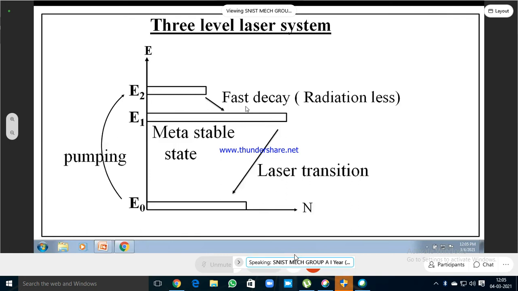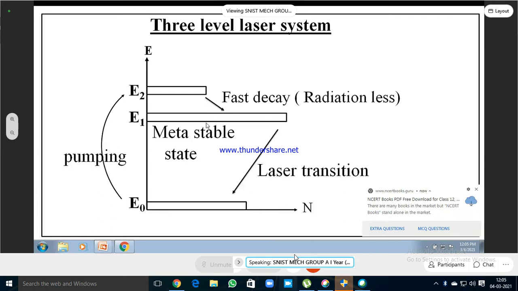Due to the fast decay, radiationless or non-radiative decay, the atoms in the excited state E2 level are not giving any photons here. So due to the radiationless decay, the atoms are just coming and settling down at the E1 level, that is the metastable state. So they are reaching the metastable state E1 level.